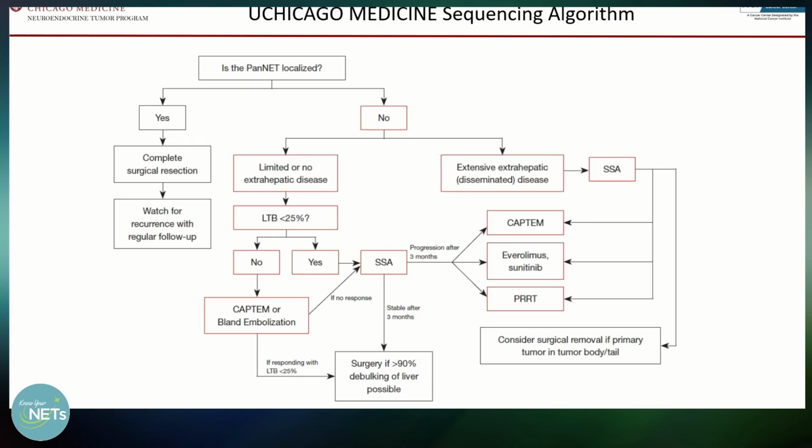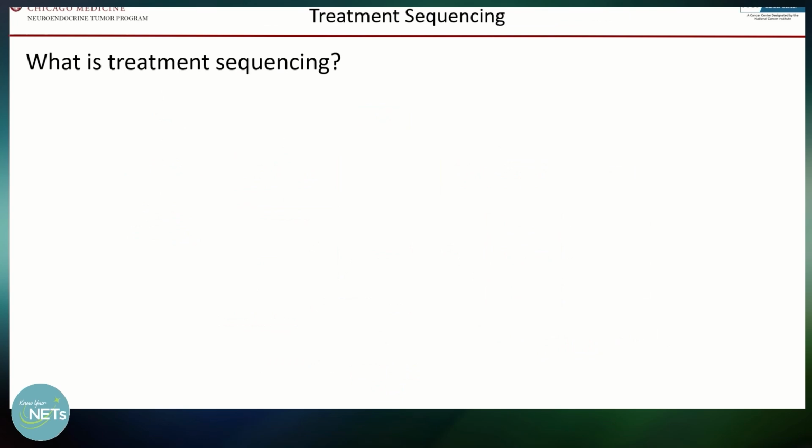At the University of Chicago, we have our own algorithm for treatment of certain neuroendocrine tumors. For example, this is a treatment algorithm for our pancreatic neuroendocrine tumor patients. And without going into details here with you, you could already tell that there are quite a bit of arrows pointing in all kinds of different directions. So again, treatment sequencing is very important, but it can also be very confusing.